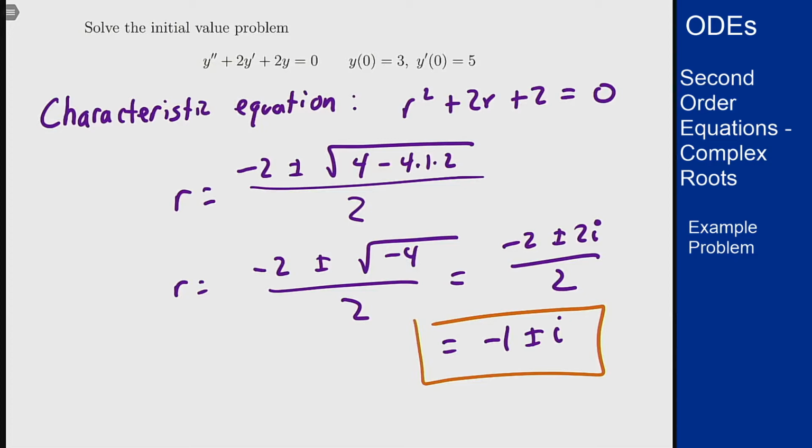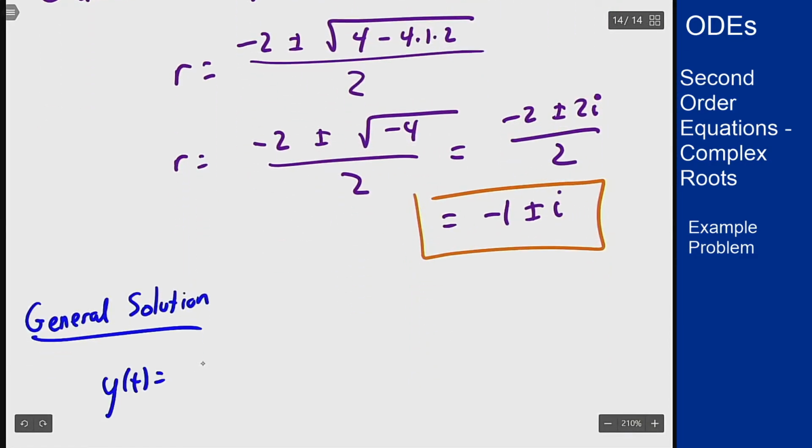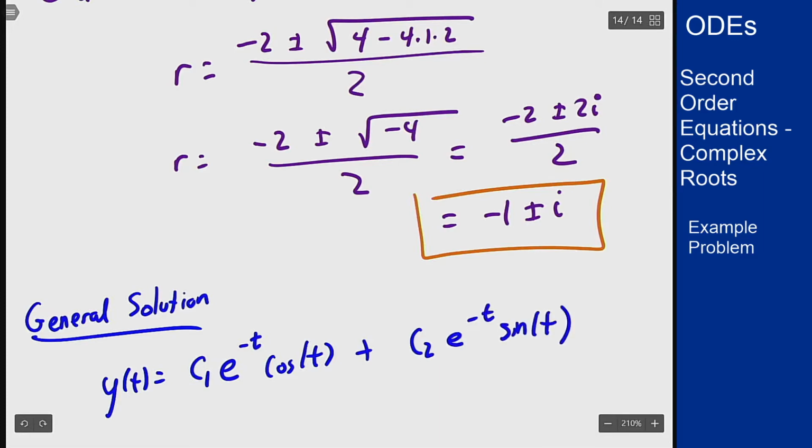complex roots, and splitting into the real and imaginary parts of the sine and cosine part of the function to get our general solution. We can then write that our general solution is c1 e^(-t), from the -1 in the real part, times cosine of t, from the 1 that is the imaginary part, we drop the i here, plus c2 e^(-t) times sine of t for the other independent solution.